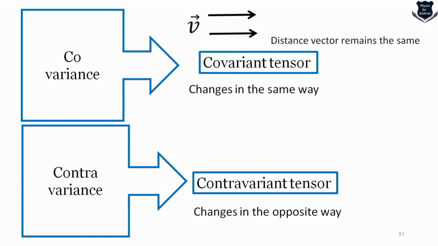That means its change is opposite. So the vector has a component which changes in the opposite way. So, for example, the distance of the vector is this. If you take v, then it will double its components. And if you halve your unit or distance, it will change in the opposite way.